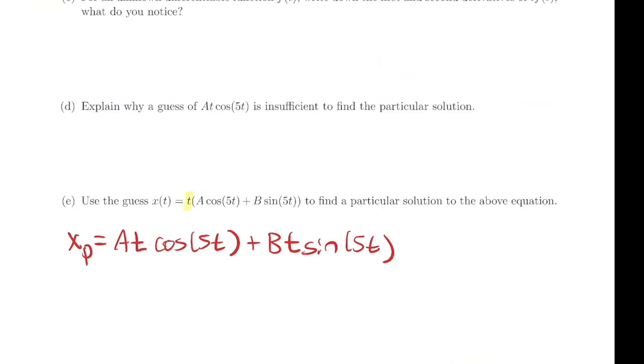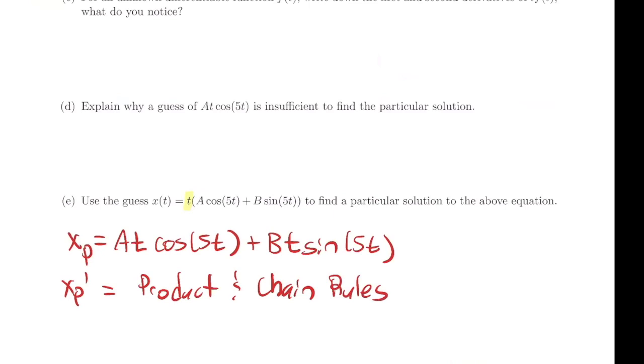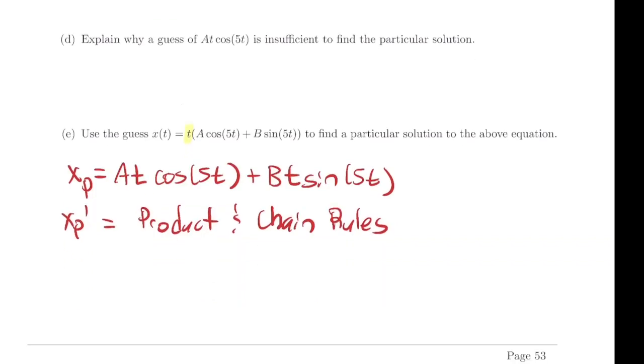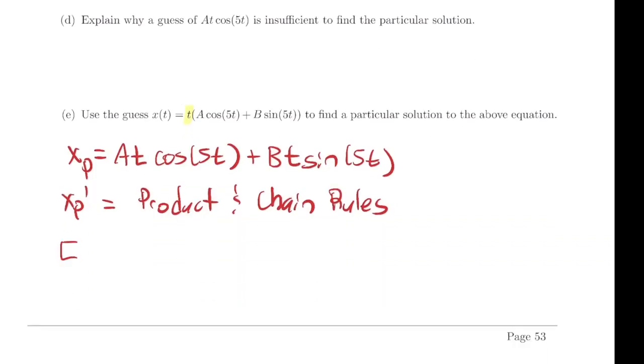And just be careful that when you do this, be sure you apply the product and chain rules carefully, as well as with x double prime. So the calculus here becomes a little bit more complicated just because our function has this extra t, but otherwise it's the same process. So I'll just leave this as an exercise.